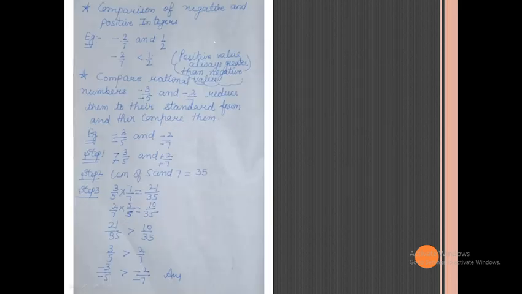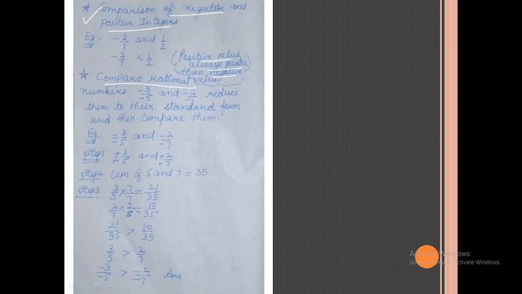And third, comparison of negative and positive numbers. You should keep in mind that when a positive number is compared with a negative number, the positive number is always greater. So here we can write directly minus 2 by 7 is less than 1 by 2.